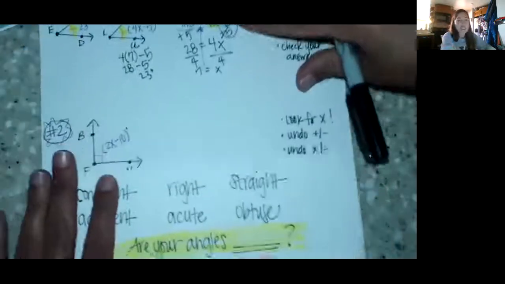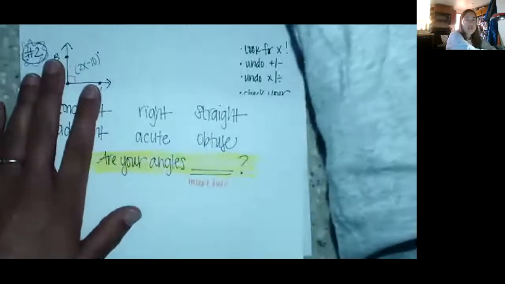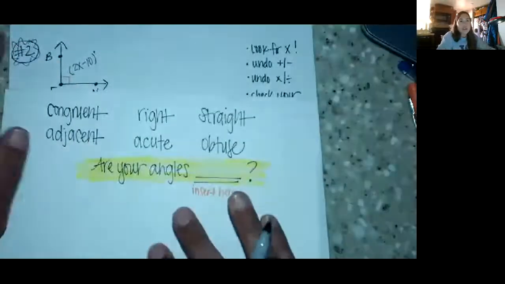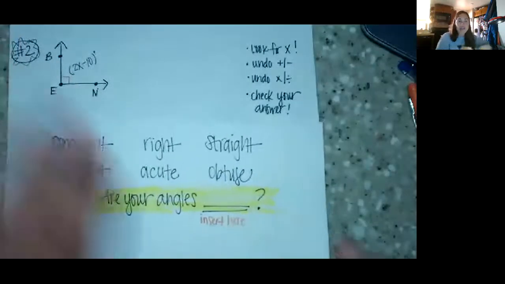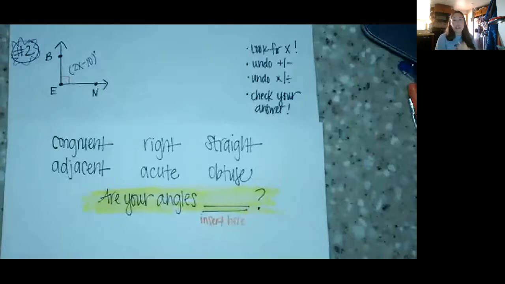All right, so we're going to keep that same structure. I want you to look for, first of all, whether the angles here in number 2 happen to be congruent, adjacent, right, acute, straight, or obtuse? Take just a moment. Feel free and pause if you like.